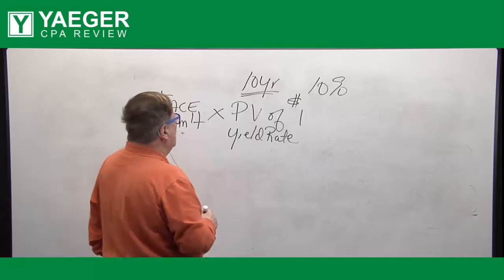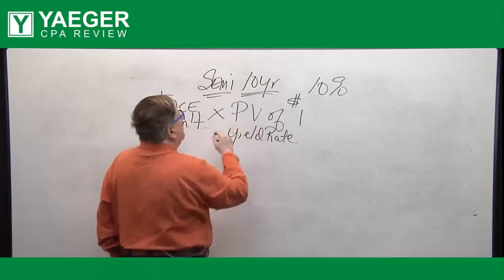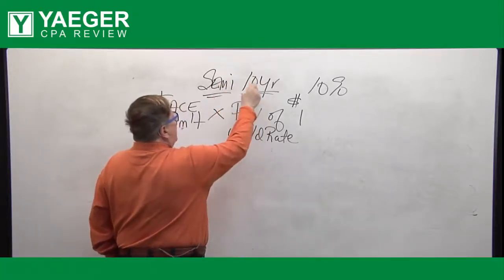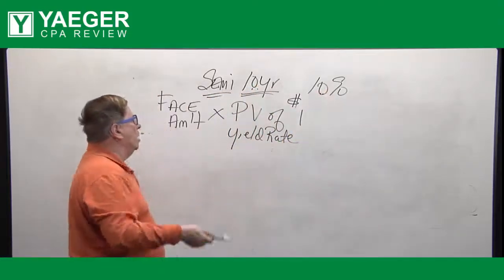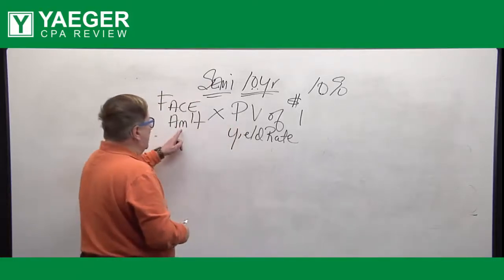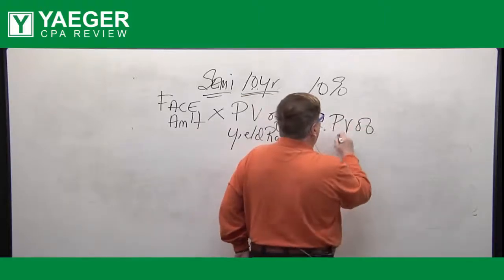All right, now, if they pay interest semi-annually, you're going to have 20 periods, and each period, the yield is going to be what? 5%. So get the factor for 20 periods at 5%, multiply it by the face amount of the bonds, and that equals the present value of the face amount.